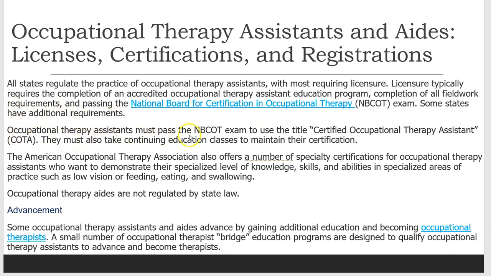Occupational therapy assistants must pass the NBCOT exam to use the title Certified Occupational Therapy Assistant, COTA. They must also take continuing education classes to maintain their certification. The American Occupational Therapy Association also offers a number of specialty certifications for occupational therapy assistants who want to demonstrate their specialized level of knowledge, skills, and abilities in specialized areas of practice such as low vision or feeding, eating, and swallowing. Occupational therapy aides are not regulated by state law.